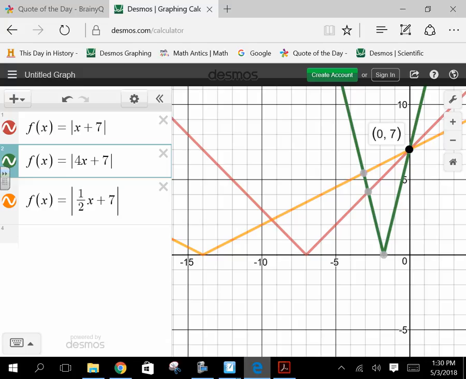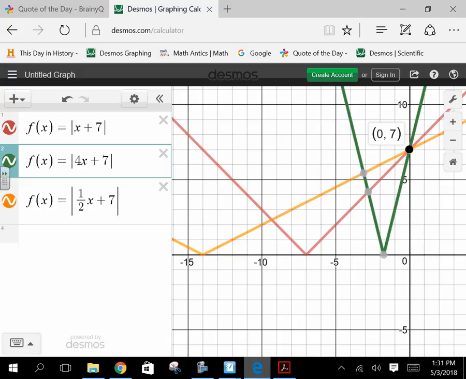Rocha, stay with me. On the orange, a is less than 1 but greater than 0. Therefore, the red graph stretched horizontally. I pulled it so it opened up. Look at the bright orange compared to the red. If a is 4, that's greater than 1, we have a horizontal shrink. That's why the green is thinner than the red.